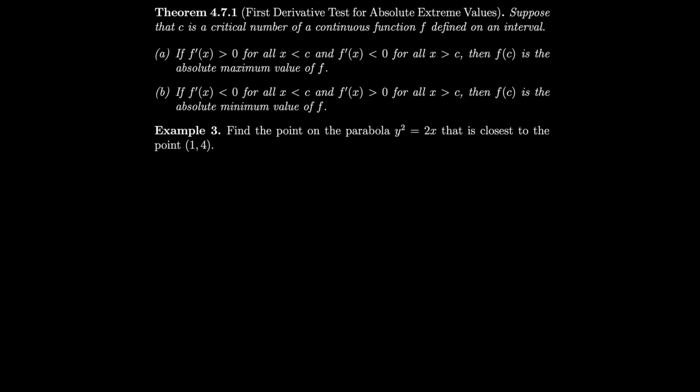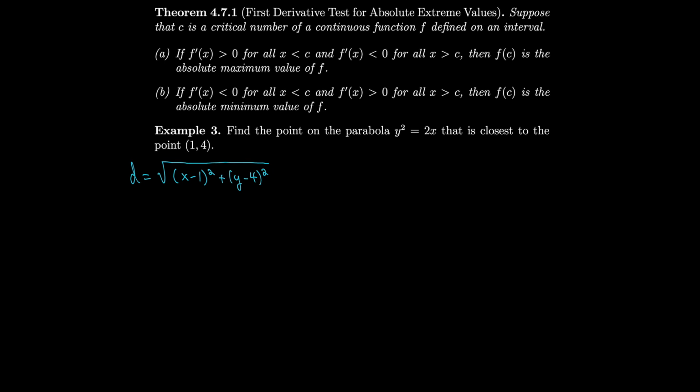So let's find the point on the parabola y squared equals 2x that is closest to the point (1, 4). So we have our distance formula, d equal to the square root of the difference in the x values, (x minus 1) squared, plus the difference in the y values squared, (y minus 4) squared.